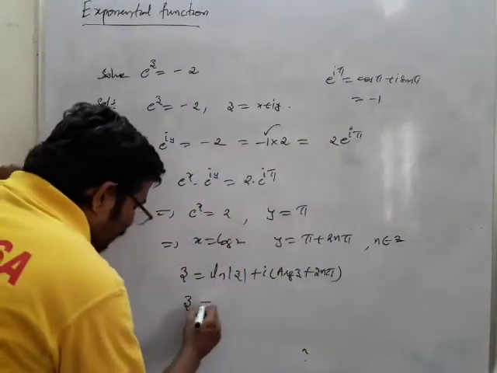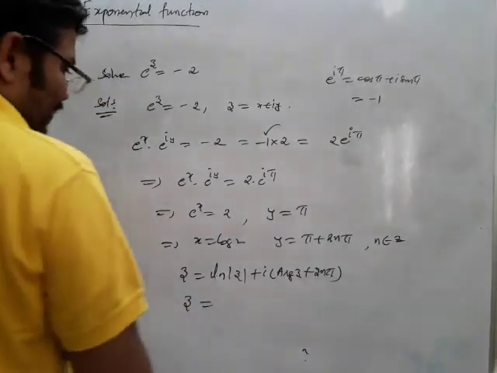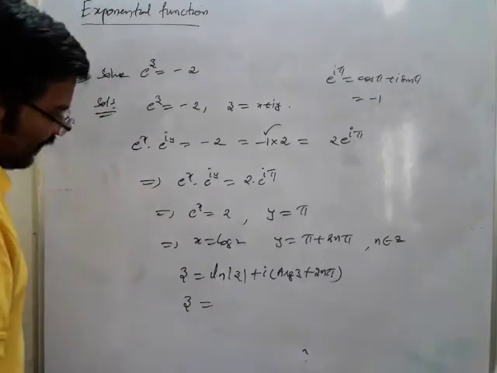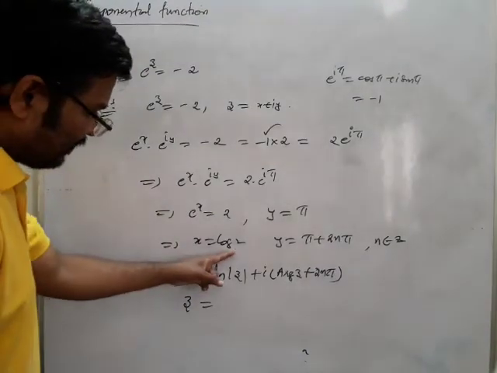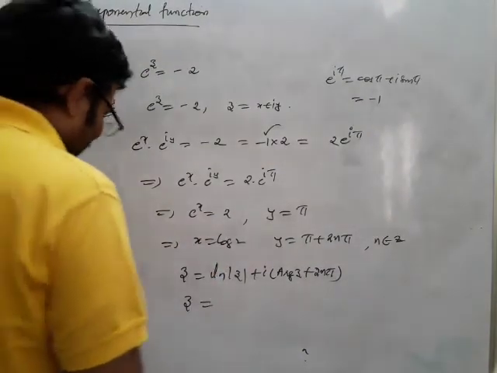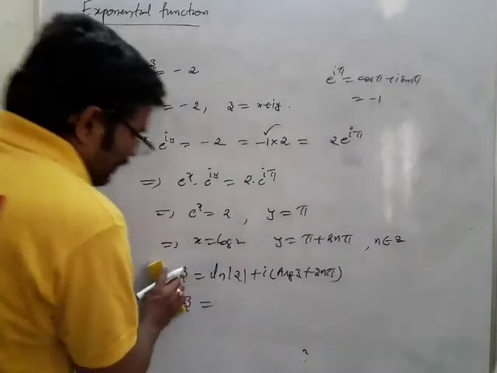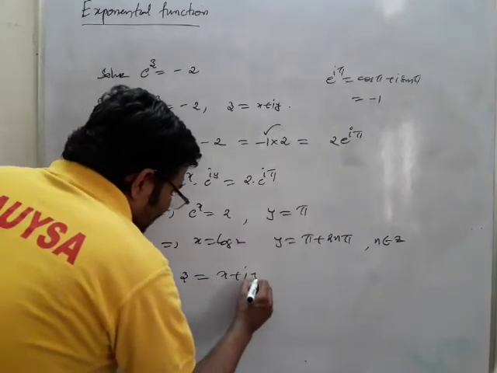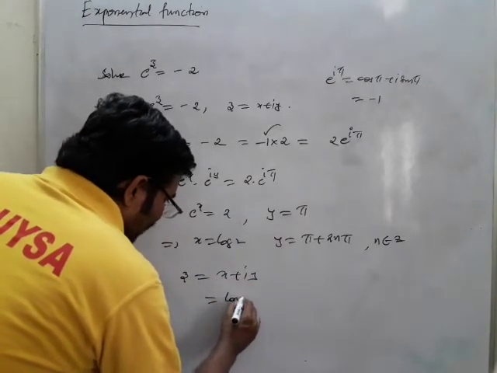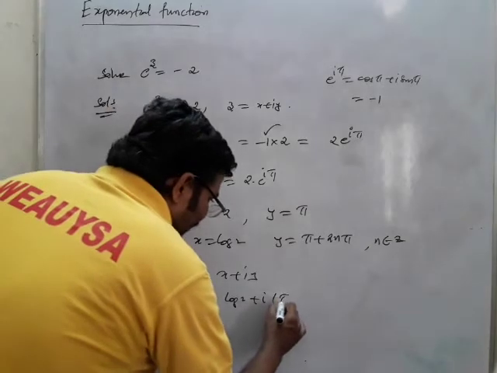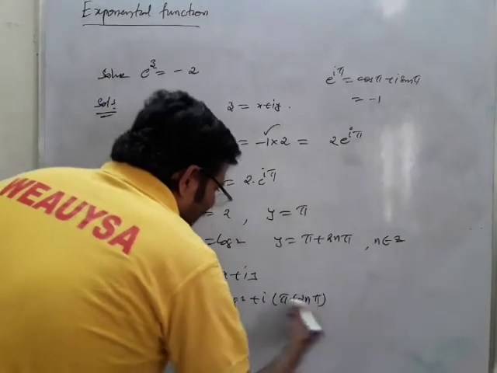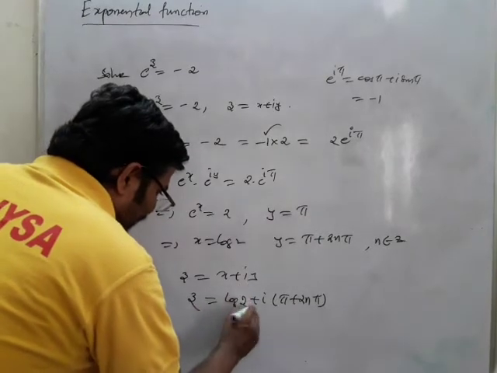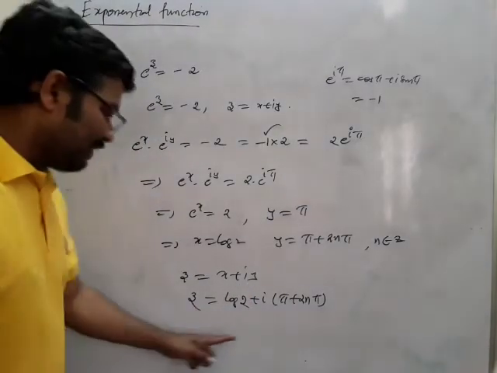Okay, now z is equal to log mod z, and mod z is nothing but 2, so this is log 2. Otherwise I will write it in this form: instead of writing this, I will write z is equal to x plus iy, where x is log 2 plus i into phi plus 2n pi. I need to write the value of z, so I may write z in this form. Now this is how we got it.